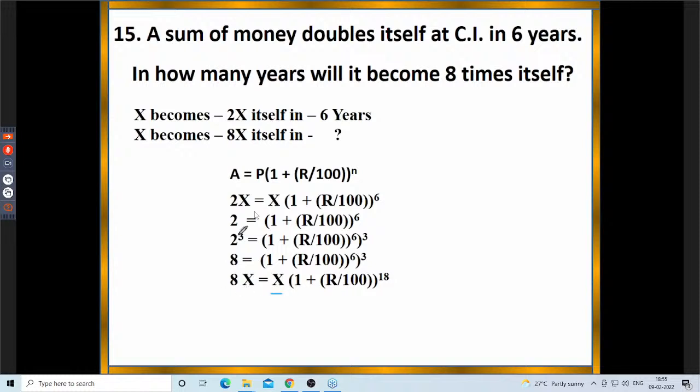Here x becomes 2x in 6 years, the same x becomes 8x in how many years? 18 years is the correct answer. 18 years. Understand the concept, what exactly is given. Don't be in a hurry to get the answers. Focus on the concept.